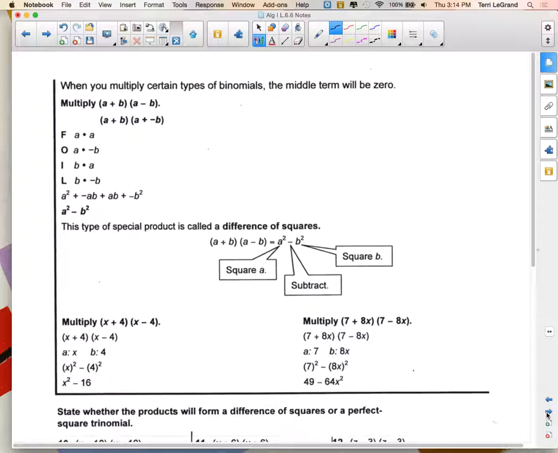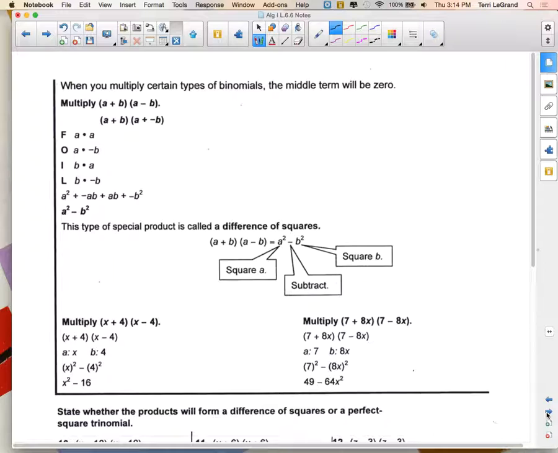When you multiply certain types of binomials, the middle term will be 0. In other words, in FOIL, the O and the I cancel each other out. In the diagonal of a rectangle method, they cancel each other out. And so you end up with just 2 terms in your answer. You end up with a binomial answer instead of a trinomial answer.